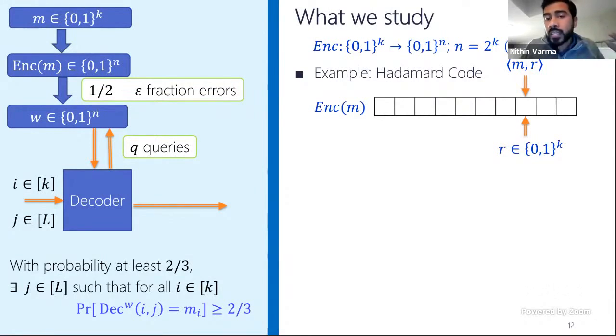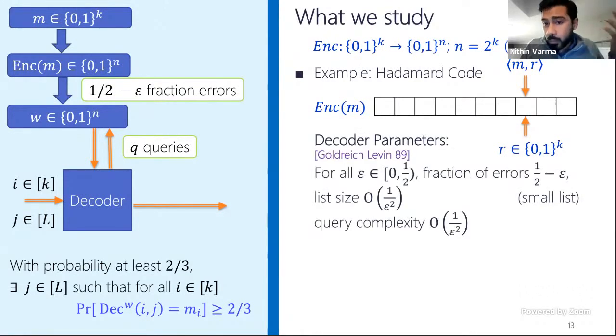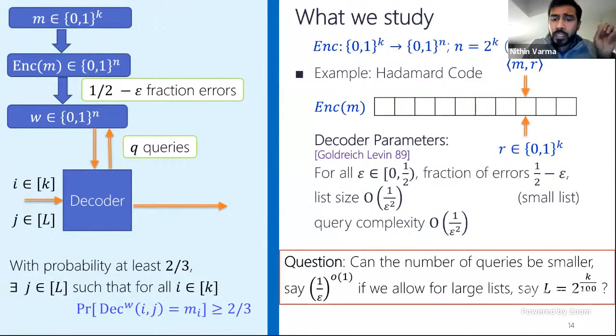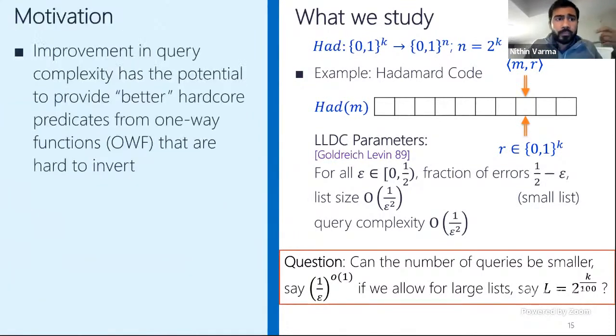And we study local list decoding of very low rate codes. A candidate example is the Hadamard code. And Hadamard code has very efficient local list decoders. A seminal result by Goldreich and Levin gives local list decoders with list size and query complexity 1/epsilon² for the Hadamard code. And the question that we ask is whether the query complexity can be improved, say from 1/epsilon to 1/epsilon^o(1), if we allow for very large lists. Now, the motivation comes from the fact that improving this upper bound has the potential to obtain better hardcore predicates based out of one-way functions.